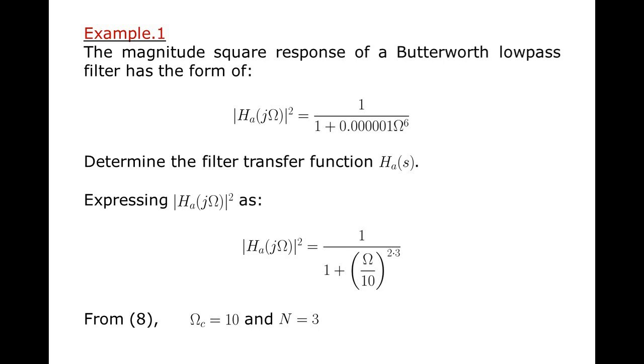The magnitude square response of Butterworth low pass filter has the form of absolute value of H of j ohm square is equal to 1 upon 1 plus ohm upon ohm c raised to 6. So it will be calculated. H of j ohm square is expressed in terms of 1 upon 1 plus ohm upon 10 raised to 2.3. So the ohm C we will get equal to 10, and the order 2.3 is rounded up to the highest integer, n equal to 3.